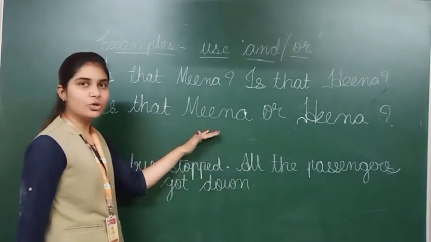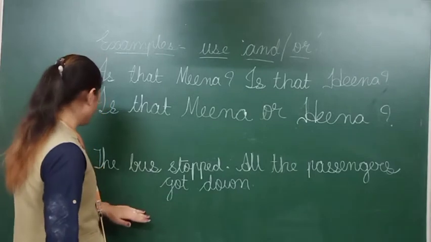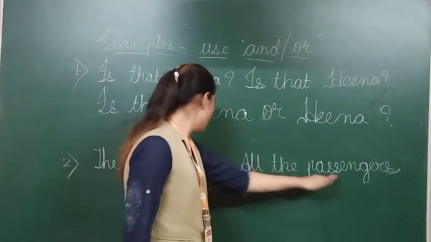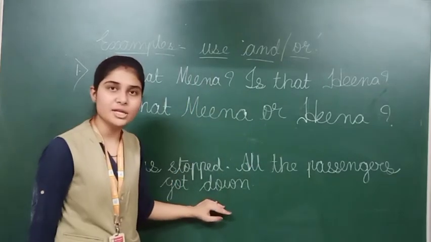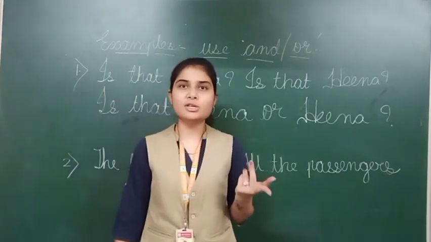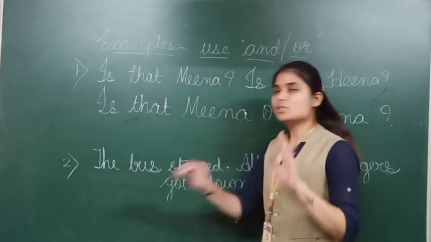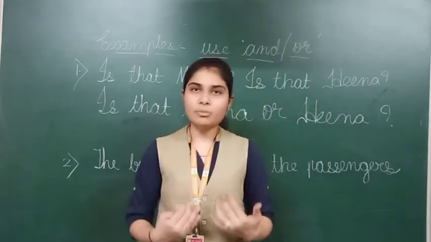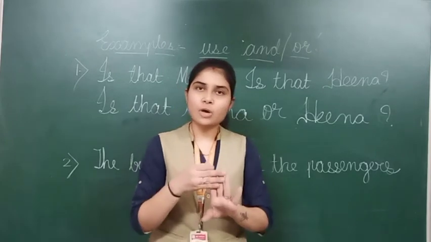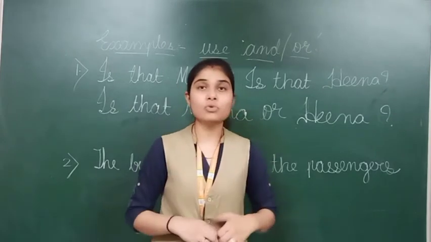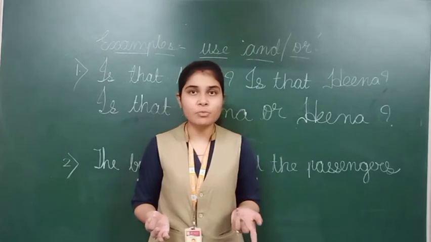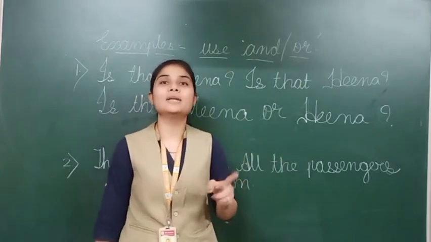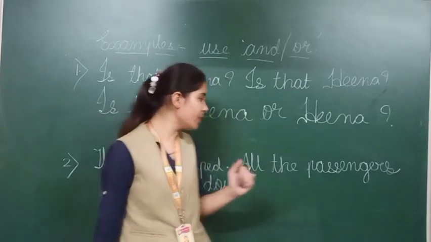Okay, the first is clear to you. Now come to the second one. The bus stopped. Full stop. All the passengers got down. Here you can see two activities done. What was first done? The bus stopped. After that what happened? Passengers got down. So which conjunction word will we use here? From and or, we are going to use here, and. You can see how we will make the sentence.